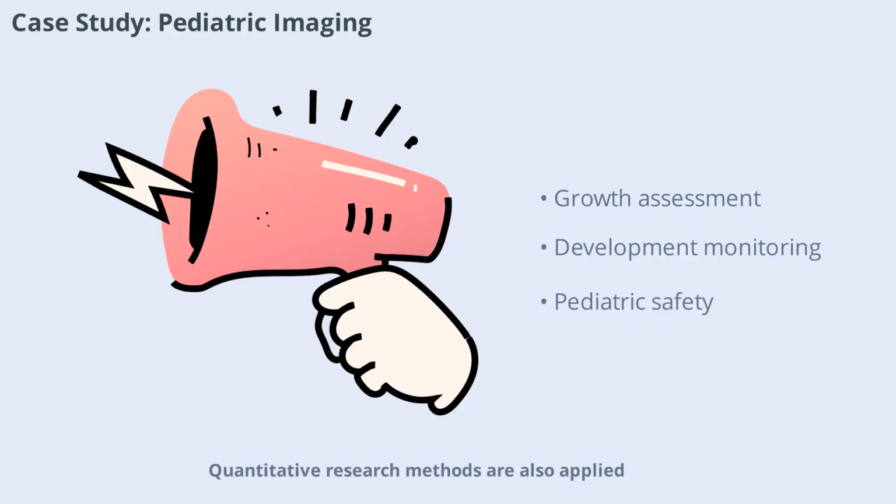Quantitative research methods are also applied in pediatric imaging to assess growth, development, and disease. Accurate measurements are essential for diagnosing congenital conditions, monitoring development, and evaluating treatment in children. Quantitative research ensures that pediatric imaging techniques are safe, effective, and tailored to young patients.